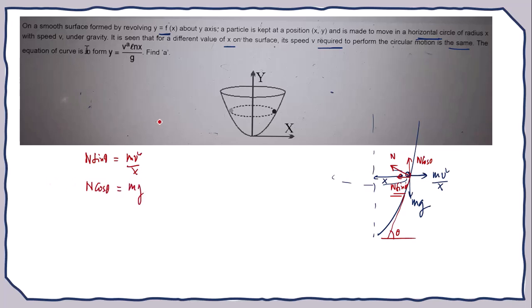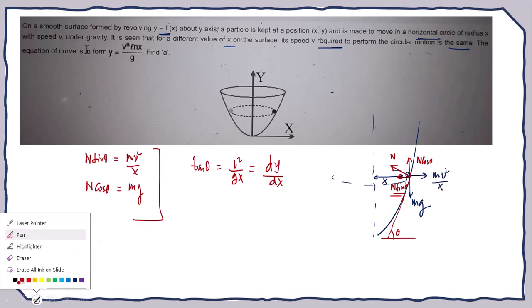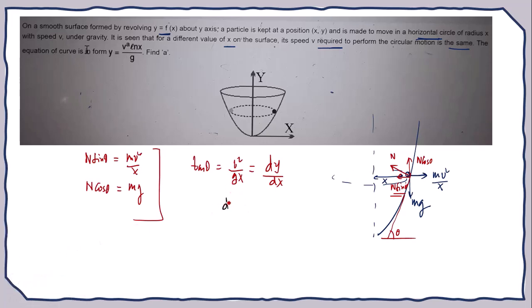So if I divide these two, I am getting tan theta equals v square by gx. Now what is tan theta? Tan theta is basically the slope. So that can be written as dy by dx. Okay. So I can write that dy should be equal to v square by gx into dx. So if I integrate it, ultimately the left hand side gives y, that should be equal to v square by g into ln x.